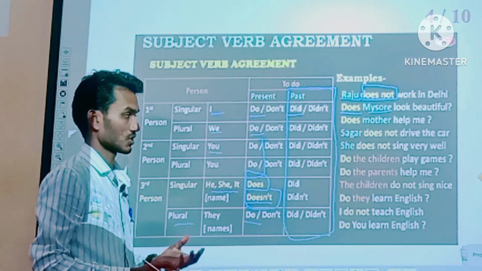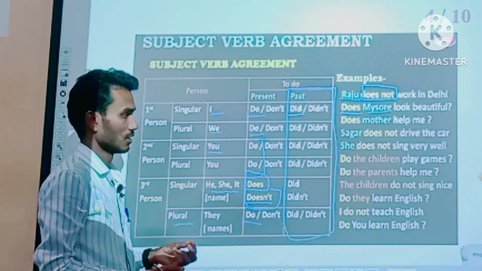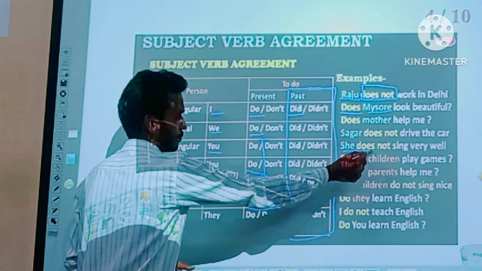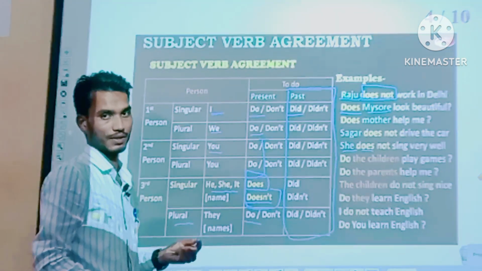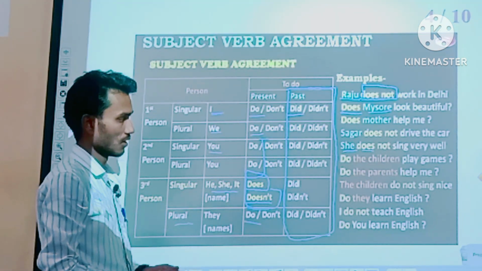And we should not say she do not sing very well. It's a wrong usage, right? The subject here is singular, no? That's why the verb form should be singular, that is does, right? She does not sing very well.